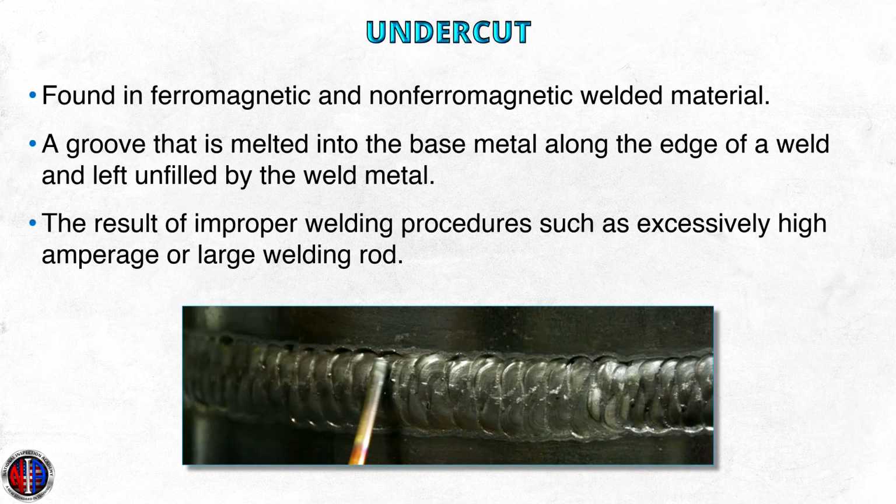Undercut. Undercut is found in both ferromagnetic and non-ferromagnetic welded materials. Undercut is a groove that is melted into the base metal along the edge of a weld or along the toe of the weld and left unfilled by the weld material. An undercut is the result of improper welding procedure, such as excessively high amperage or a large welding rod.